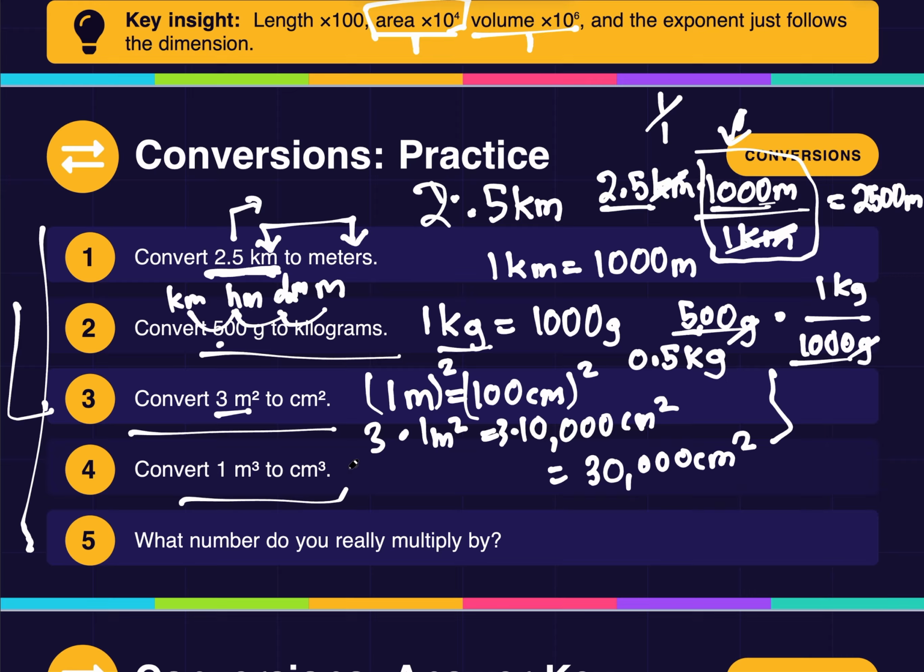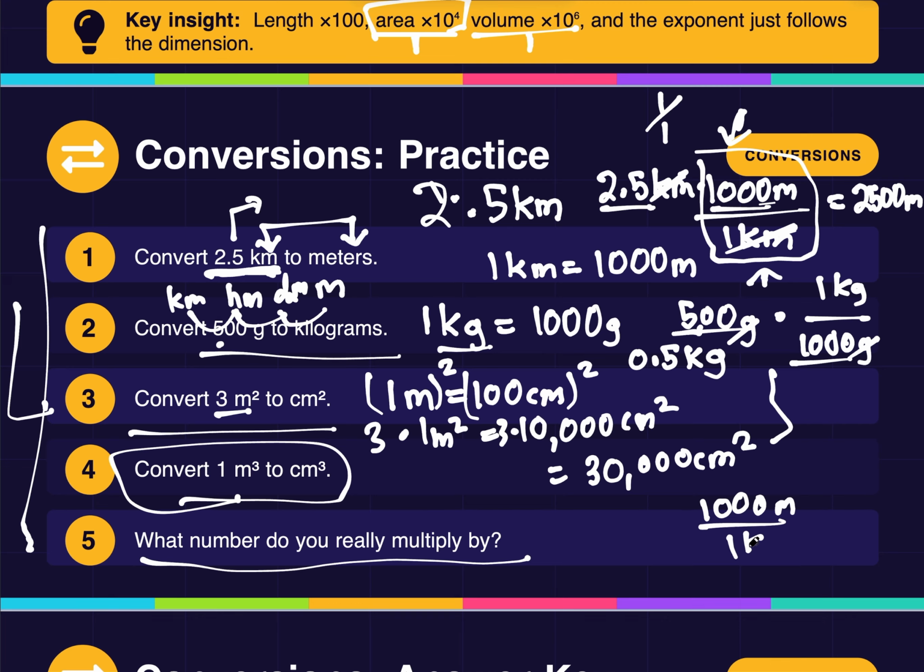And then this one we already went over, so I'm not going to go over it again. What number do you really multiply by? You see all these fractions I'm using here? Like I said, 1,000 meters over 1 kilometer, that doesn't change anything because that's basically 1 over 1, which is just 1. Because both of these units are equal. It's just different ways of representing them.